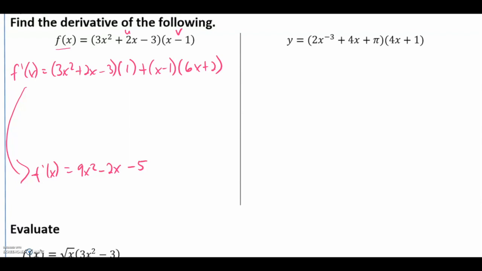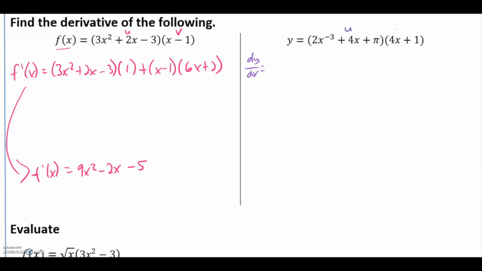I'm going to leave that part as optional for now because I just want you to get used to using the rule. Moving on, let's try the function on the right. Y equals the quantity 2x to the negative third plus 4x plus pi, times the quantity 4x plus 1. So we'll go with our dy dx notation.